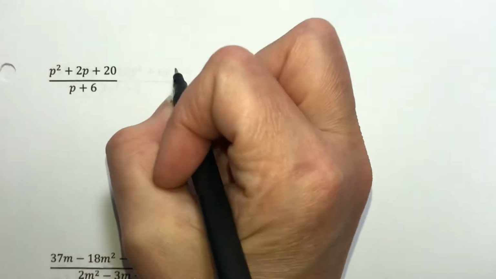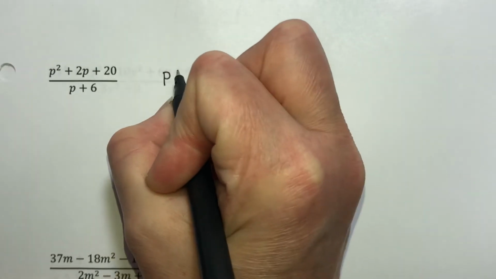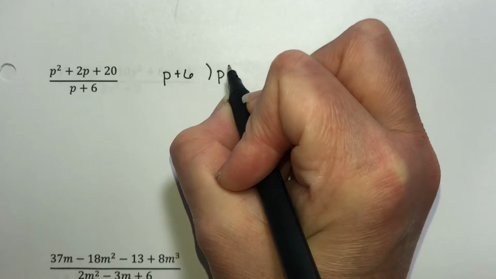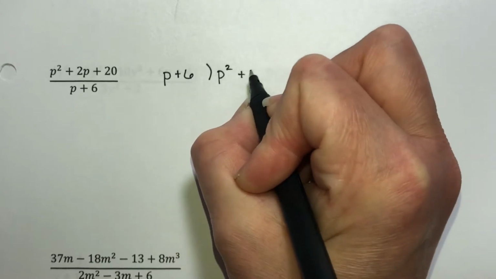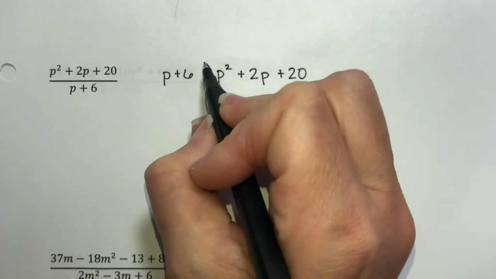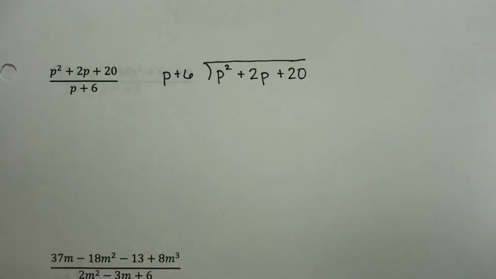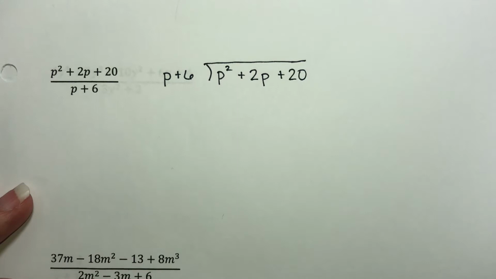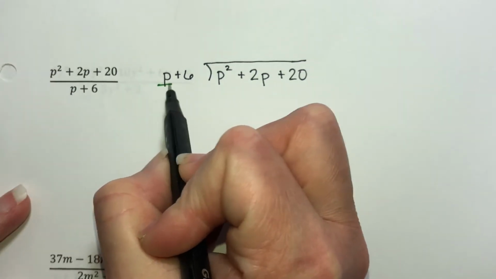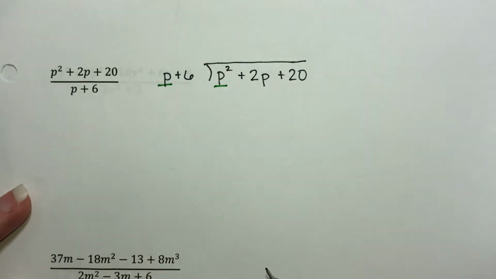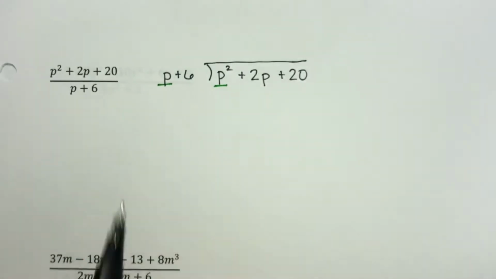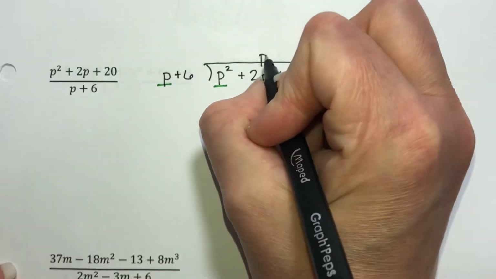Okay, so when we set this up, it's p plus 6. And then give yourself space here as you go along. And we're going to go through exactly the same process we just went through. Okay? I want to concentrate on the p and the p squared. What do I have to multiply a p by to get to p squared? Another p. So I'm going to put the p up here.